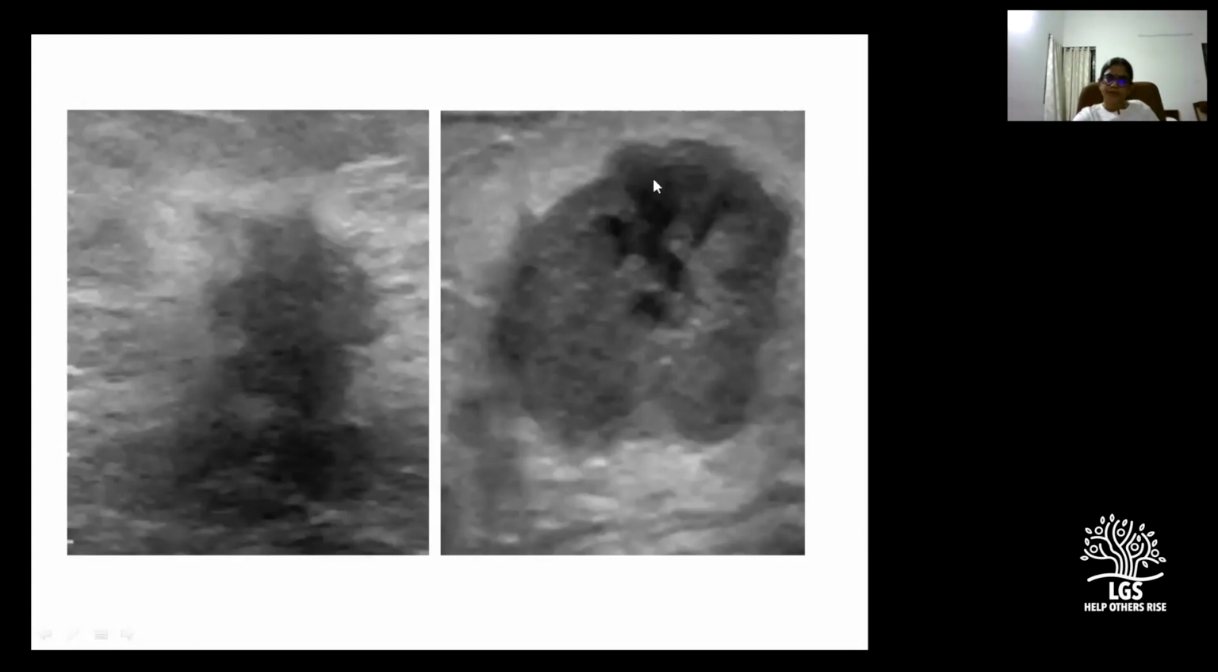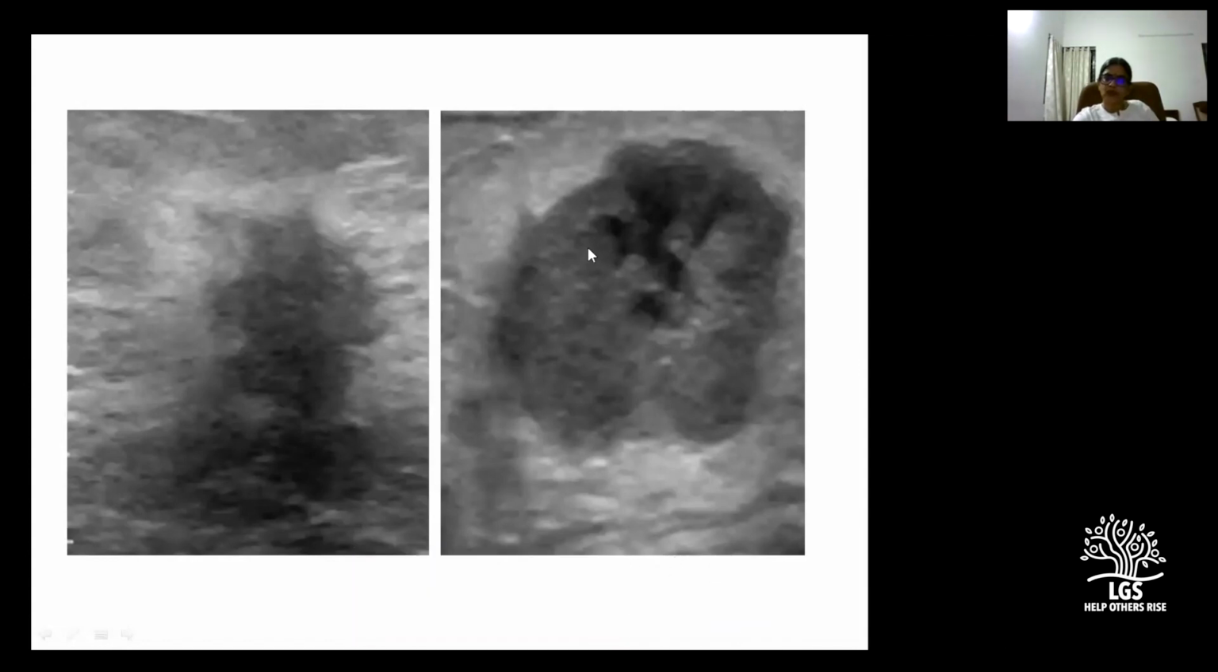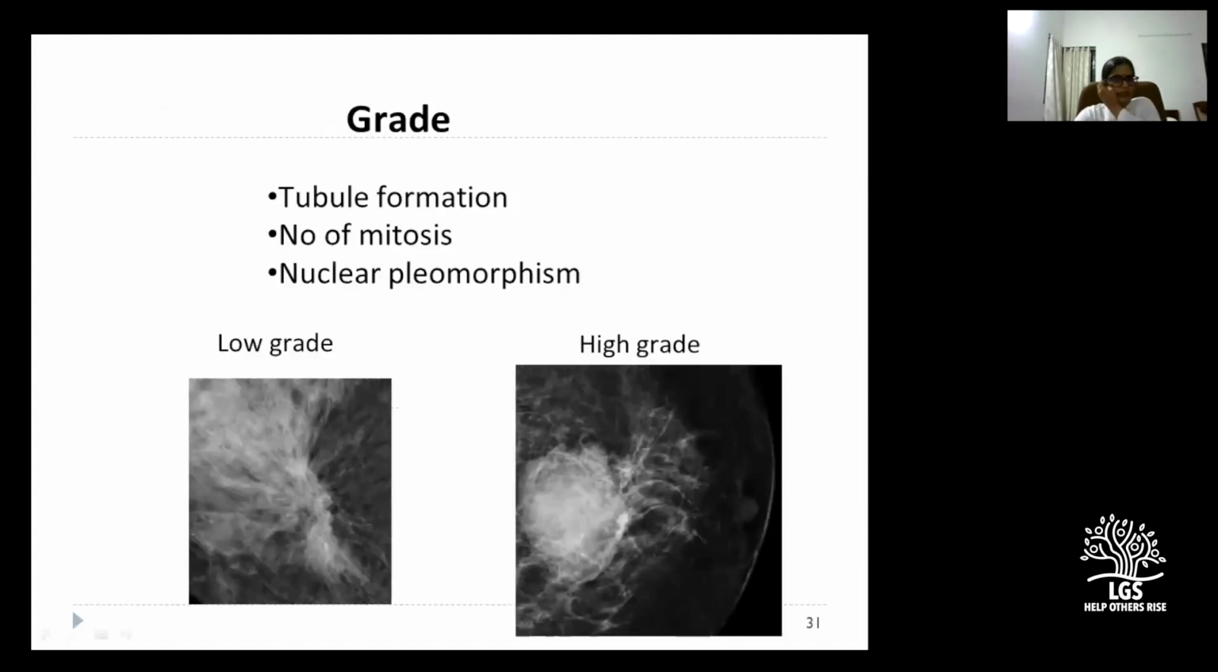It's taller, it's bright behind, which means the cellular component is more, and because it's necrotic also, there is enhancement, what we call acoustic enhancement, and that is usually indicative of a high-grade lesion. And again, grading is assessed by tubule formation, number of mitosis, and nuclear pleomorphism. You would often read in the pathology report, the Nottingham modified system of Bloom-Richardson grading system. So these are the 3 factors by which they grade.